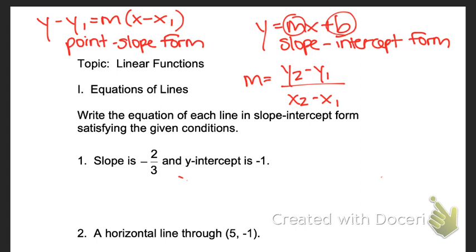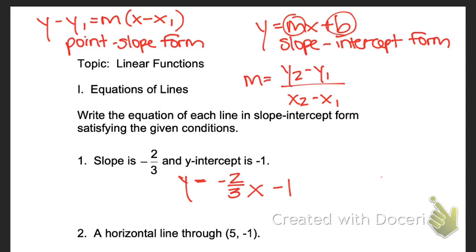Now, if you are given, in like example 1 right here, the slope is negative 2/3 and the y-intercept is negative 1, which of those formulas do we need to use? Slope-intercept form. Okay, when you are given the slope and you are given the y-intercept, all you have to do is plug it in. Those should be kind of your gimme problems, hopefully. That's not something that you have to think too much about.